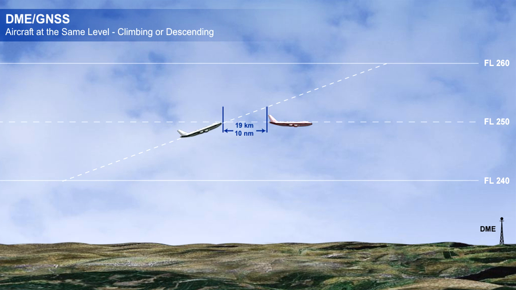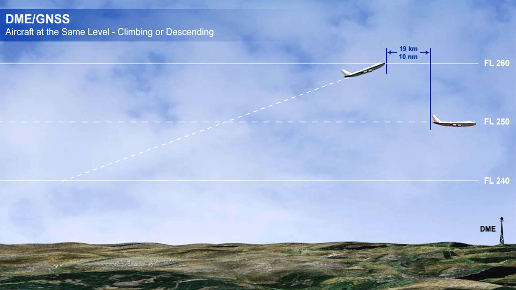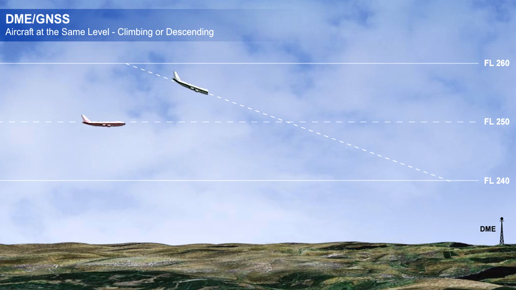For climbing and descending, the standard separation is 10 nautical miles, whilst vertical separation does not exist, providing each aircraft uses the on-track DME stations. One aircraft will remain level, and separation is established by simultaneous DME readings from the aircraft.